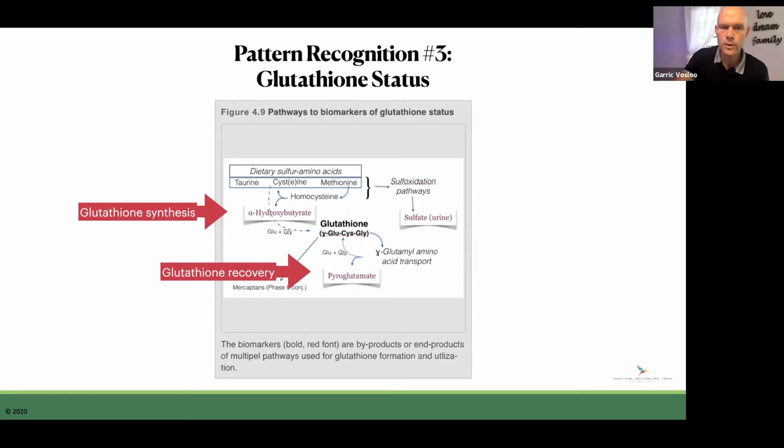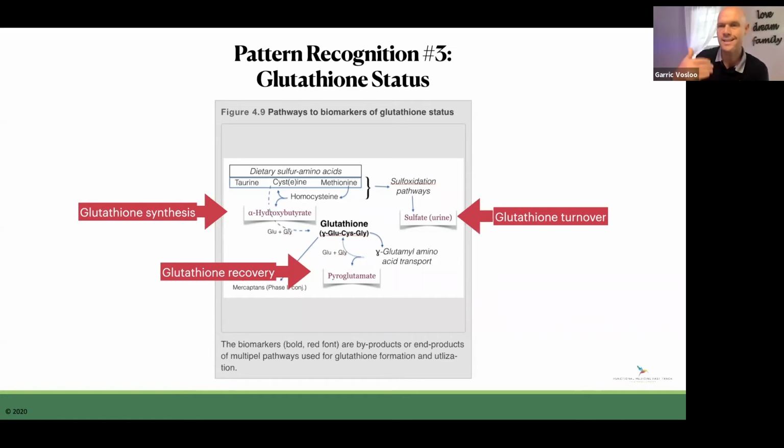Now, pyroglutamate is part of glutathione recovery. So that is really at the kidney level when glutathione's been broken down into its 3 amino acids. Pyroglutamate may be lost into the urine, and then we've got poor recovery for recirculation and rebuilding of glutathione because that glutamate's been lost. So that's super high. That is not a good sign.